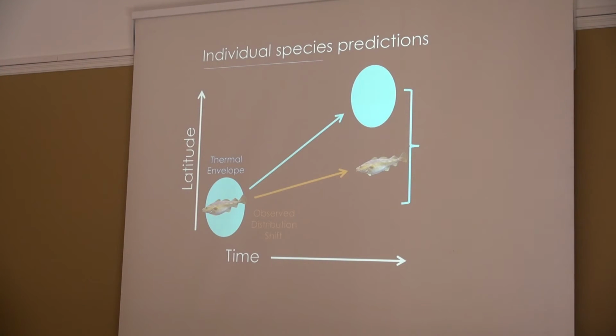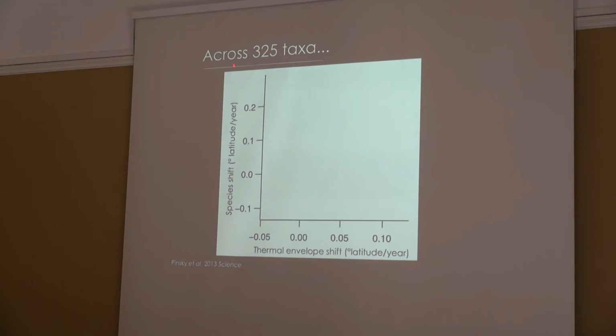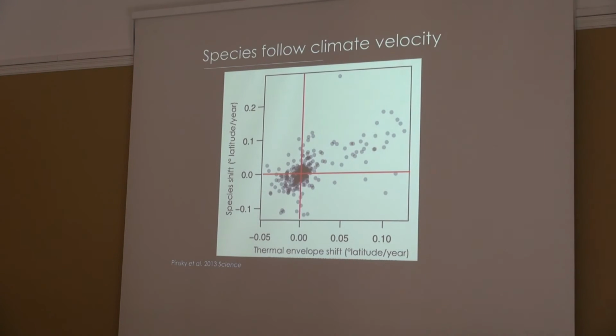So we had enough data to look at 325 different species. In this case, how fast the thermal envelope was shifting is on the x-axis, so is it moving south or north? And then this is what the species actually did. Did they move south or did they move north? Each of these dots is a species within a region. And you can see that in general, they're clustered right around this one-to-one line.